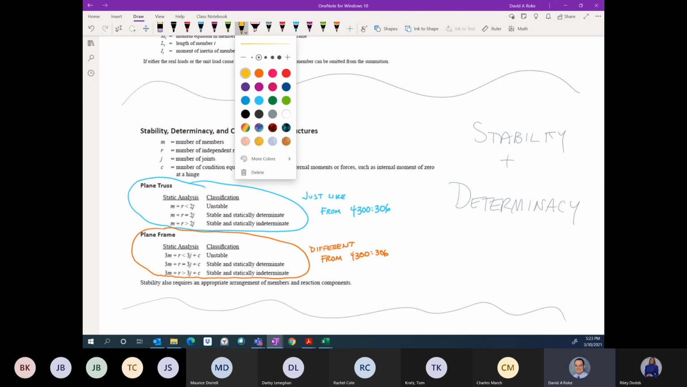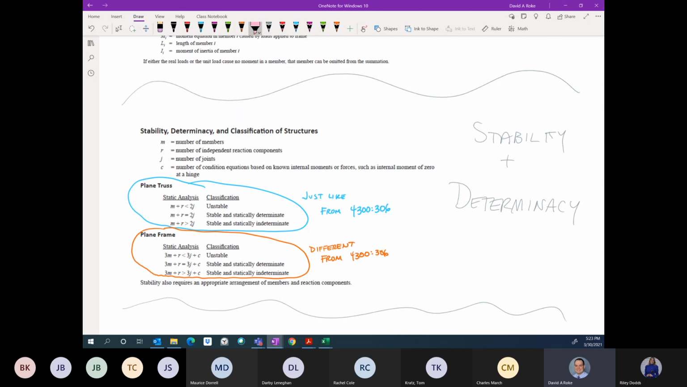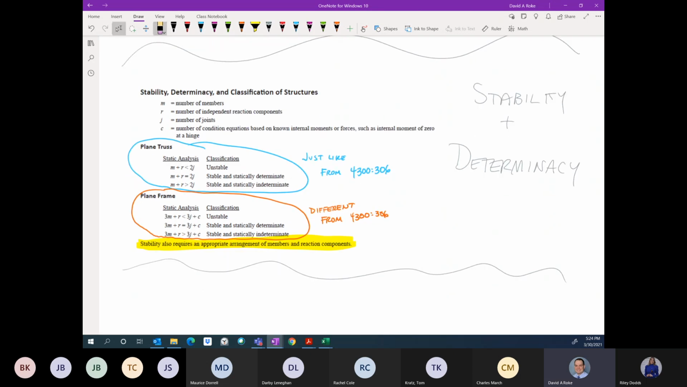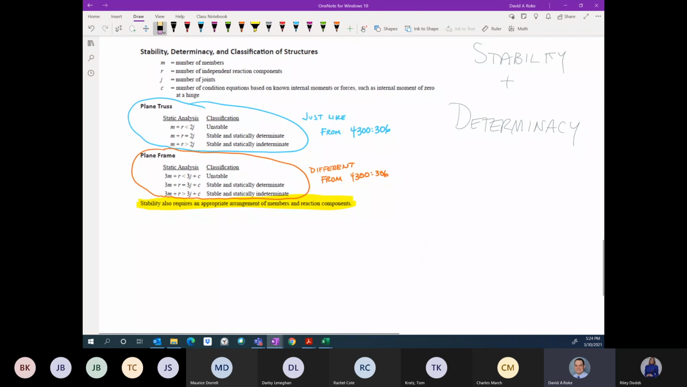Oops, that's not what I wanted to do. Supposed to be the orange. This is the one I want. All right. This statement is also important. So first, I want to just show the plane frame classification, and then we'll talk about this yellow highlighted statement. So I'll actually erase my little line here.